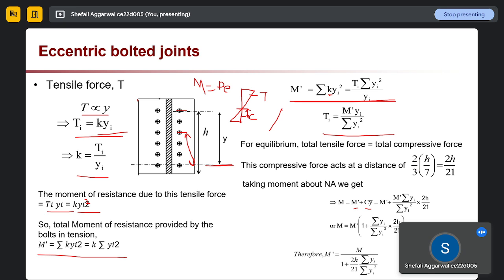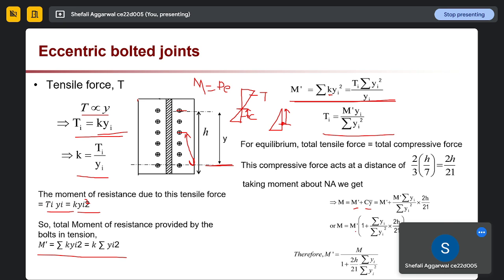If we see this triangle, this is a right angle triangle, and our center will be lying at 2/3 from this point, right? Our CG will be at 2/3 of this point. So 2/3 of h by 7. So that will be our y bar value. That is coming as 2h by 21. Okay. So M is equal to M dash plus C y bar.